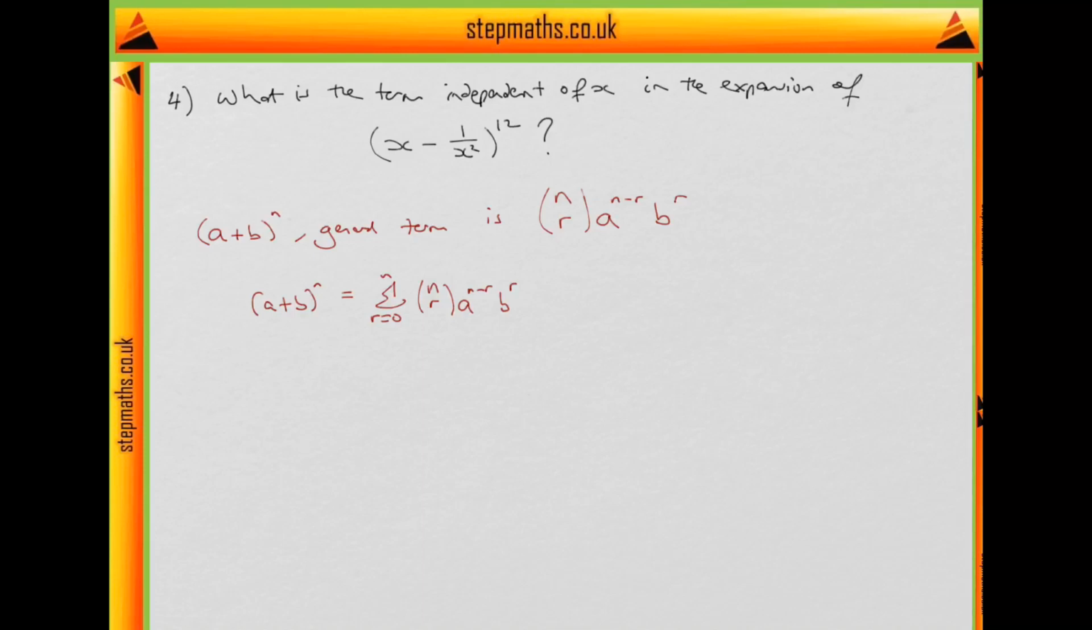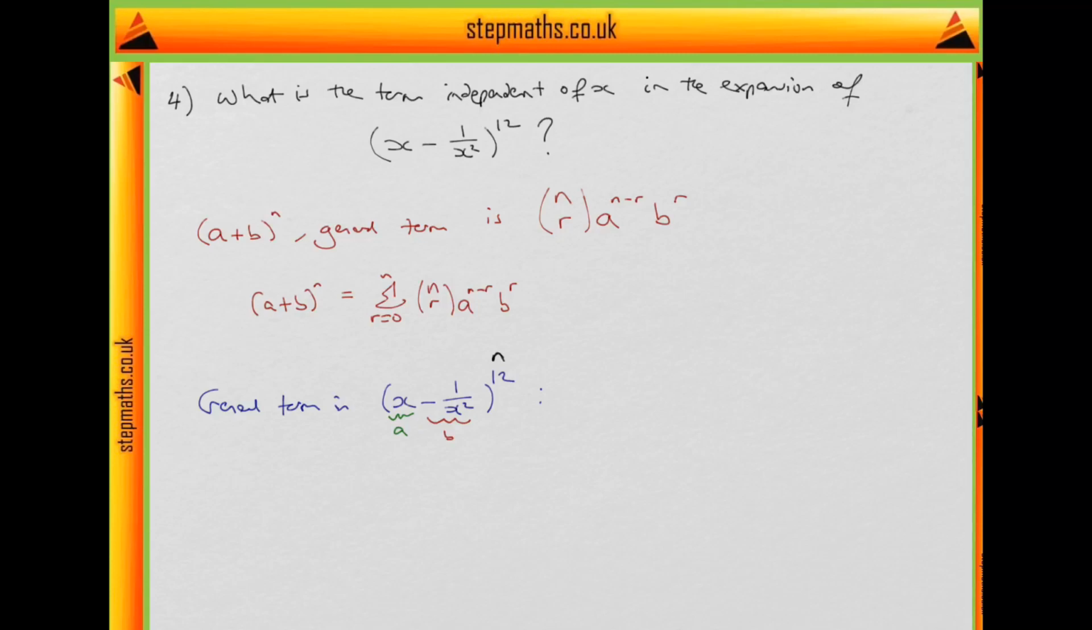Okay, so let's think about this. We want the term independent of x. Let's write down a general term in this expansion, so a general term in (x minus 1 over x squared) to the 12. Well, think about it this way. This is going to be our a, and then this is going to be our b, and then this is going to be our n. So let's plug it in.